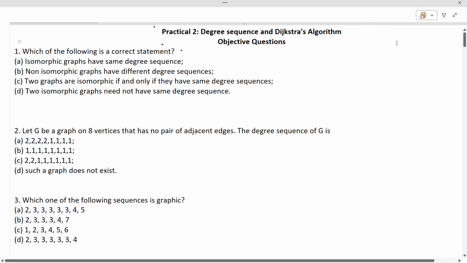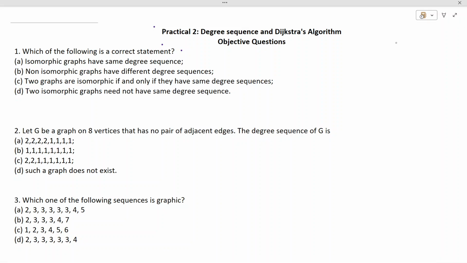Hello students, in this video we are going to discuss MCQs from practical number 2, that is degree sequence and Havel-Hakimi algorithm. So the first question is: which of the following is a correct statement? First statement: isomorphic graphs have the same degree sequence. Second: non-isomorphic graphs have different degree sequences.